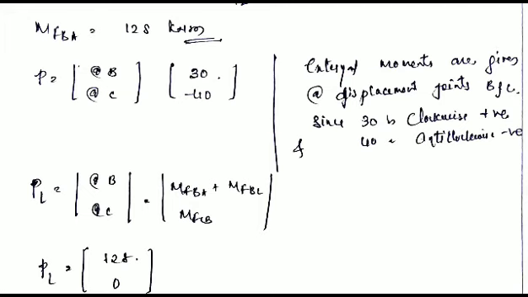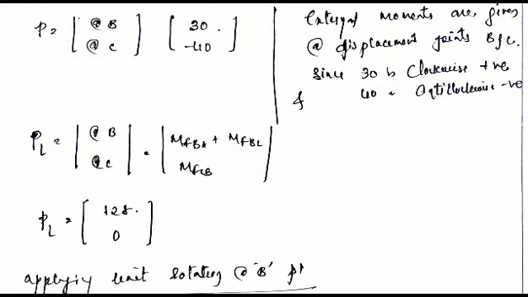Similarly, the summation of moments at C joint will be MFCB. So MFBA plus MFBC means MFBA is plus 128 kilonewton meter, while MFBC is 0. Similarly, MFCB is also 0. So the PL value, we can see in the bracket, is 128 at B and 0 at C. So this is how we have got the values of P and PL from the fixed end moments calculated for the given loading.